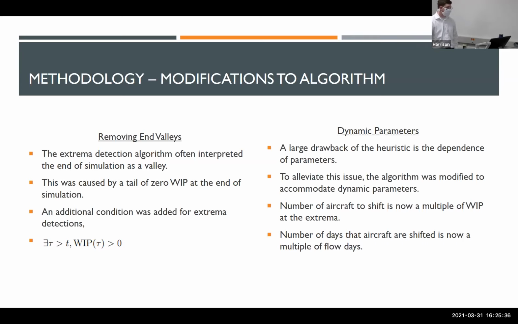Another issue was the heuristic's dependence on parameters. To alleviate this, the algorithm was modified to accommodate more dynamic parameters. That is, rather than the number of aircraft to be shifted and the number of days they get shifted being fixed values, they are instead multiples of statistics of the results. The number of aircraft to shift becomes a multiple of the work in progress at that extrema, and the number of days that aircraft get shifted is now a multiple of flow days. Under this modification, the parameters become factors rather than fixed values.